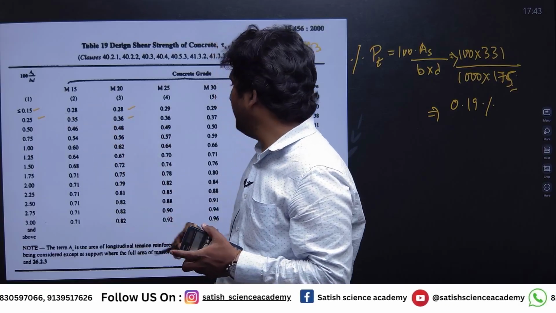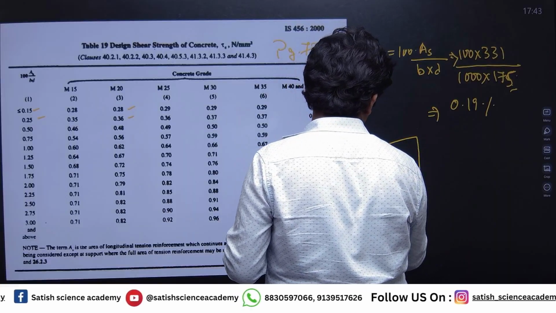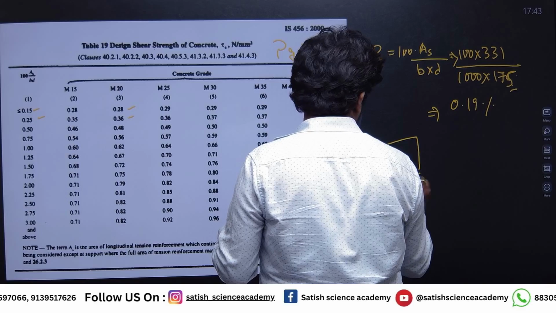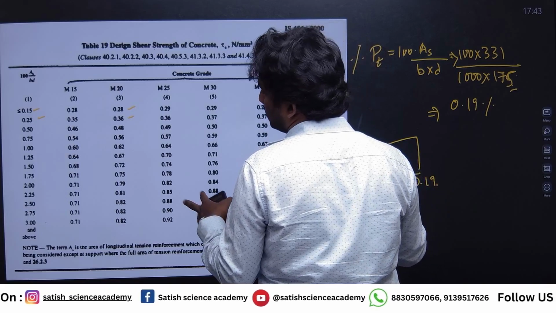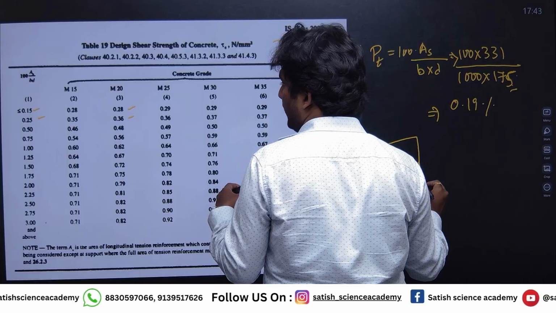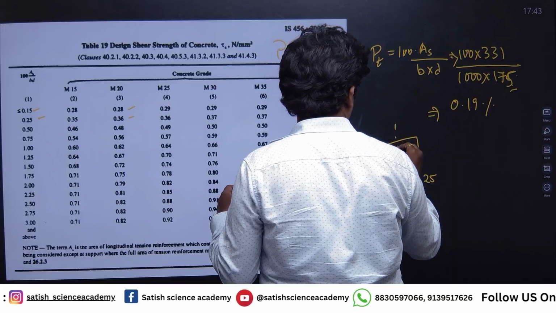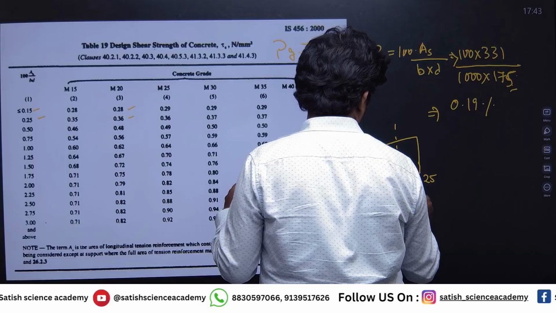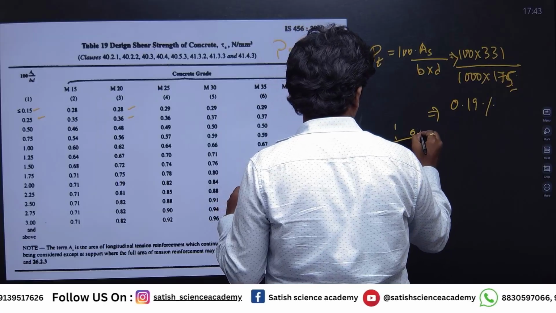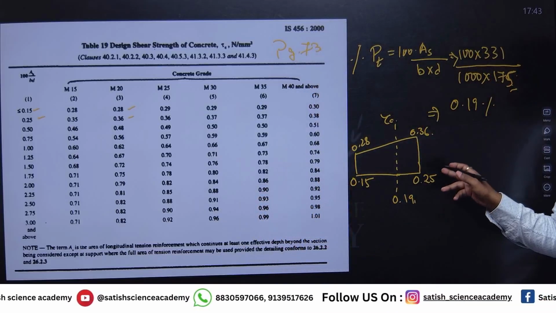The value lies between the two. So you have to calculate the tau c value for 0.19%. So this is 0.15, this is 0.19, 0.25; we require for 0.19. And this is 0.28 and this is 0.36. So here we have to calculate tau c. Okay, tau c has to be calculated.